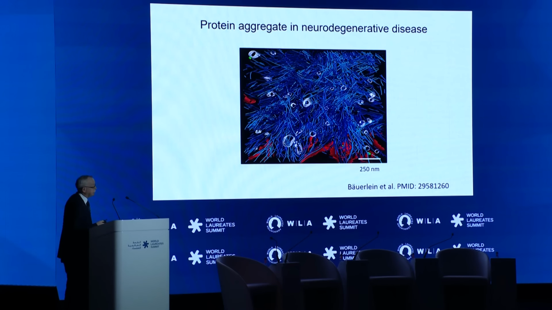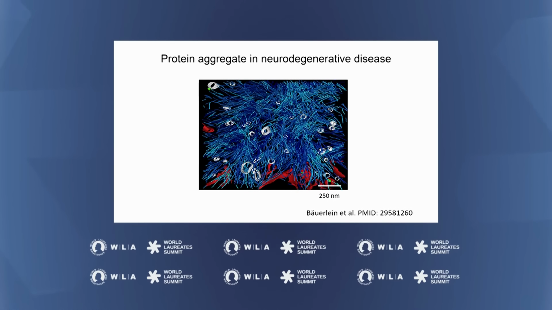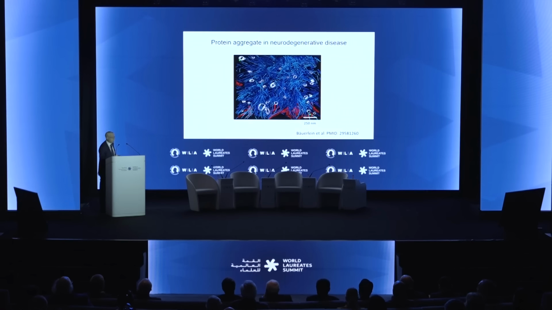Here is how such an aggregate looks like. We obtained this image by cryo-electron tomography in collaboration with the Baumeister group at my institute. The aggregates are seen in blue like a disordered array of spaghettis, and these aggregate deposits, as we could show, sequester various endogenous cellular proteins, and they also displace cellular structures.